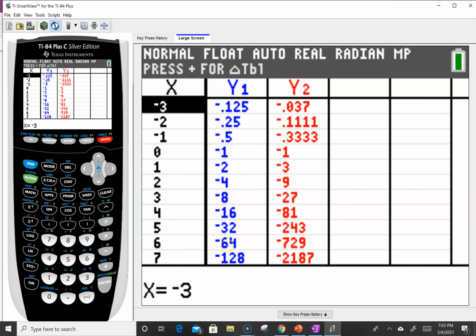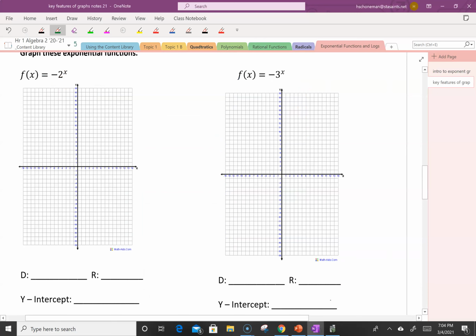So when we go to graph the first graph, I'm going to plot the points 0, negative 1, 1, negative 2, 2, negative 4, and so forth and so on. When I graph the next one over, I'm going to graph 0, negative 1, 1, negative 3, 2, negative 9, 3, negative 27, and keep going like that. Okay, so let's get those graphs graphed.